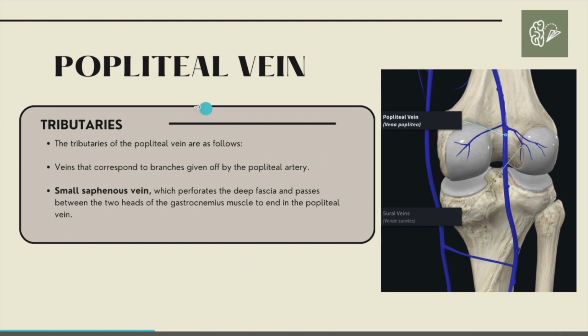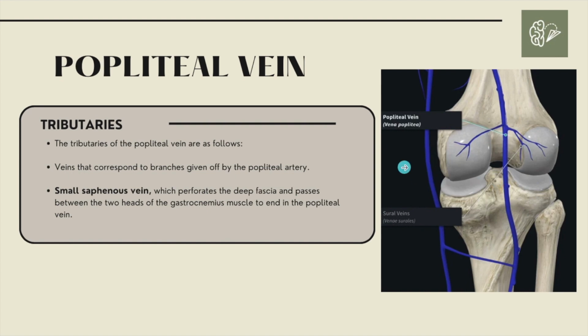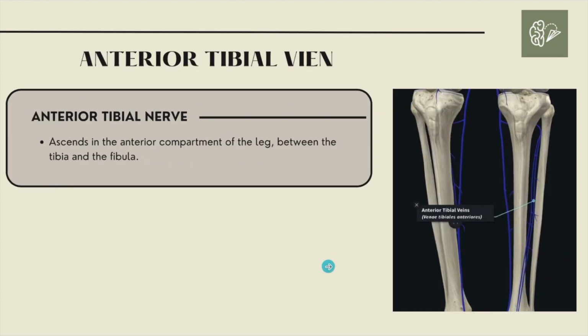Now, moving on to the tributaries, as I just told you, how the popliteal artery gives genicular branches to the knee joint, so does the popliteal vein. So it's going to give corresponding branches to the arteries of the popliteal artery in the knee joint, but it will also give a superficial branch, which is the small saphenous vein, which we'll also talk about later.